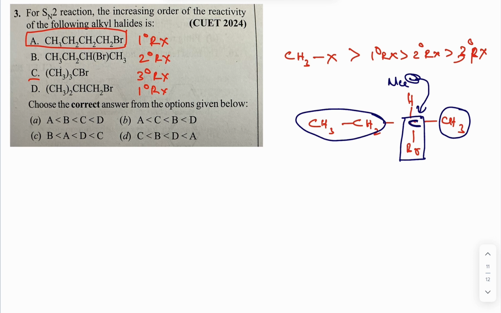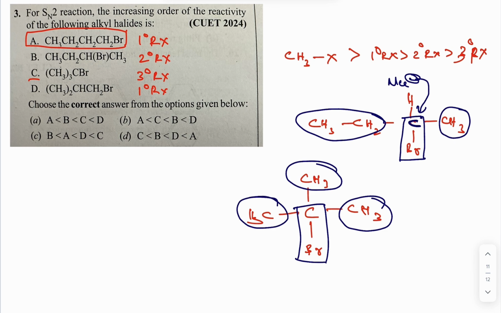So what about the compound C? The compound C is 2-bromo-2-methylpropane. So here I have the C, CH3, CH3, CH3 and Br. Where is our C-X bond? This is our carbon and bromine. Here I have the three methyl groups. So there are 3 bulkier groups present, therefore it is the least reactive in the SN2 reaction. So what about the compound D? The compound D is 1-bromo-2-methylpropane. It is still a primary alkyl halide, but even so, a slight branching is also present.